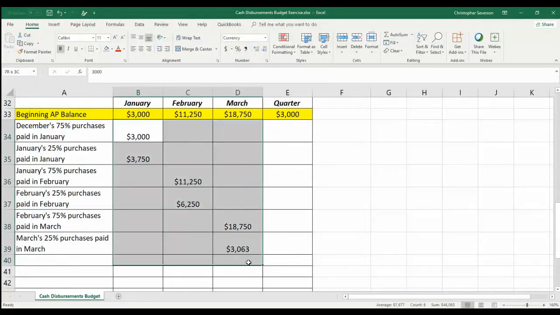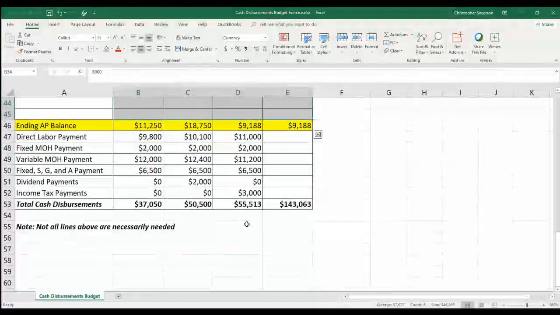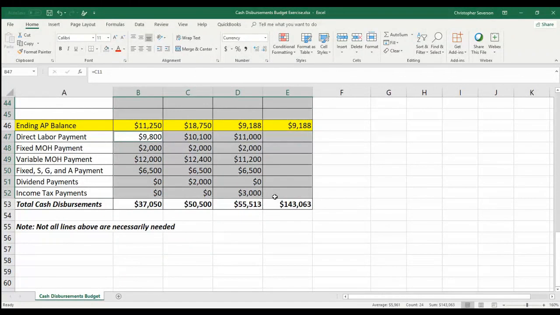Now, if we just want to check it, this is one other way of doing things in Excel. If you just want to check it without it actually fitting into a line somewhere, if you highlight all the cells in question, down here at the bottom, you'll see the sum. You'll see a count, you'll see an average, and a sum. And the sum is indeed $143,063. That's what we're looking for here.